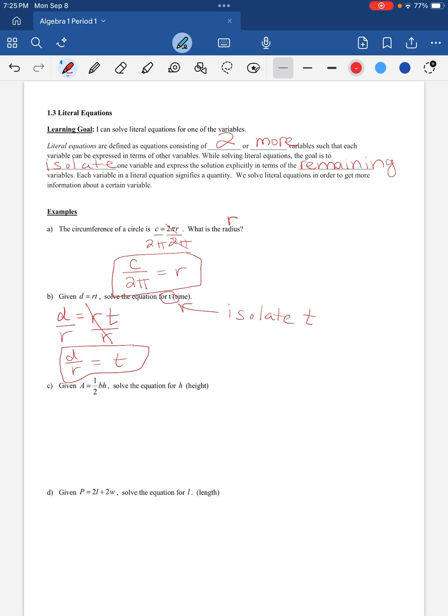Okay, let's try another one. So for letter C, it gives us the equation. This is actually the equation for area of a triangle, 1/2 times base times height. And it says solve the equation for h. So again, when it says for h, that means we're going to isolate h. We want to get h alone. So I'm going to rewrite this question down here.